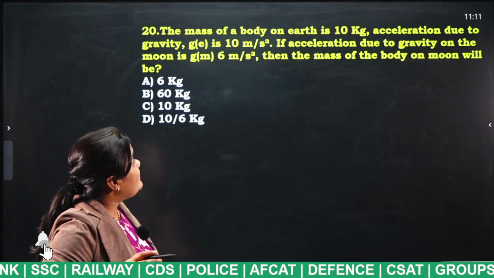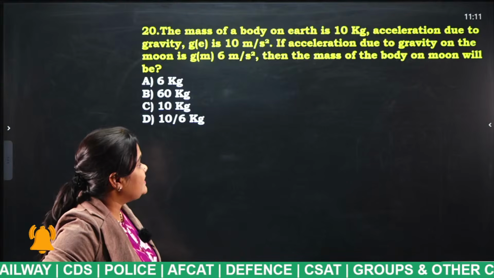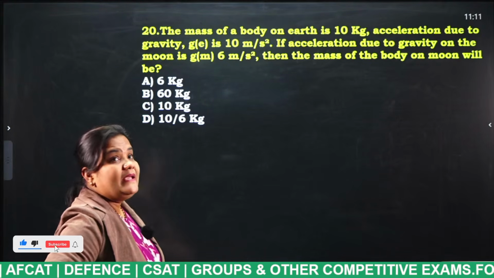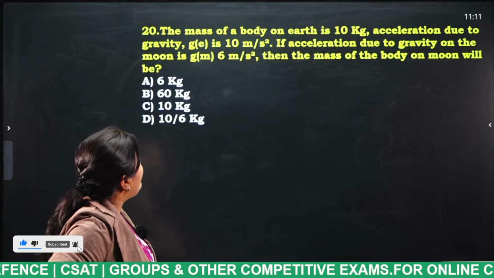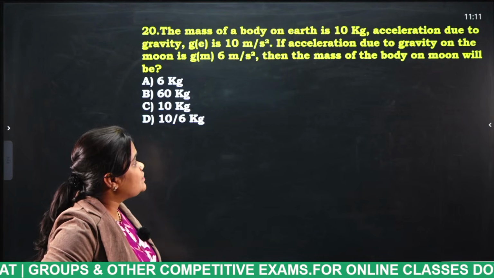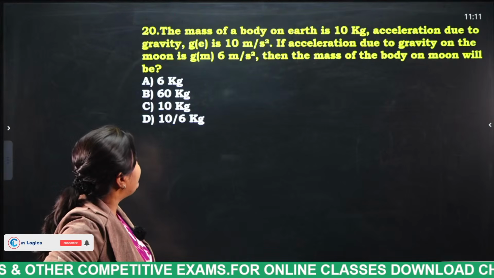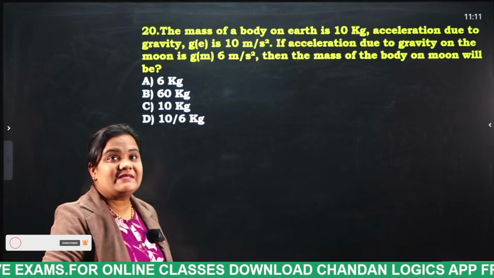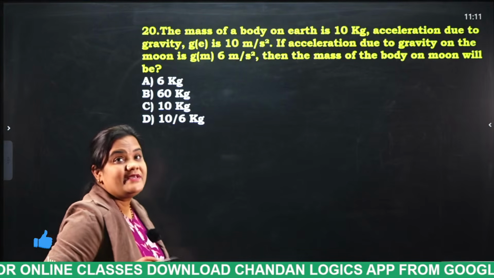The mass of a body on earth is 10 kg, acceleration due to gravity is 10 meters per second square. If acceleration due to gravity on the moon is 6 meters per second square, then the mass of the body on moon will be 6 kg, 60 kg, 10 kg, 10 by 6 kg. Who is going to give answer to this question?